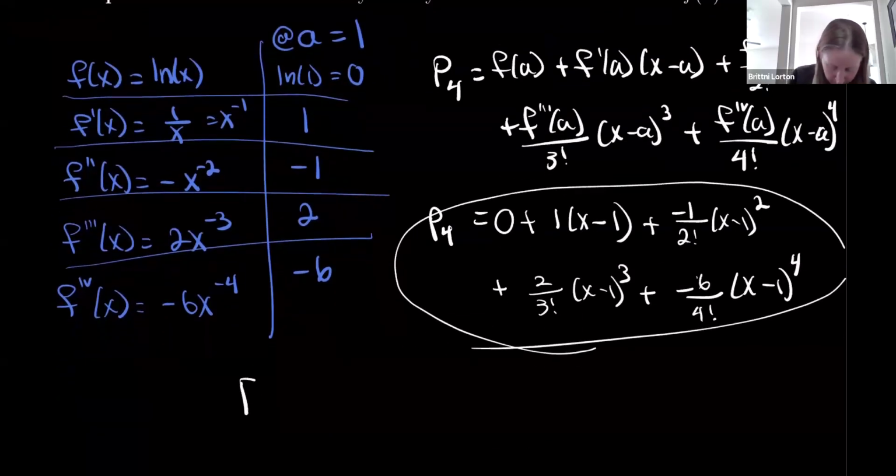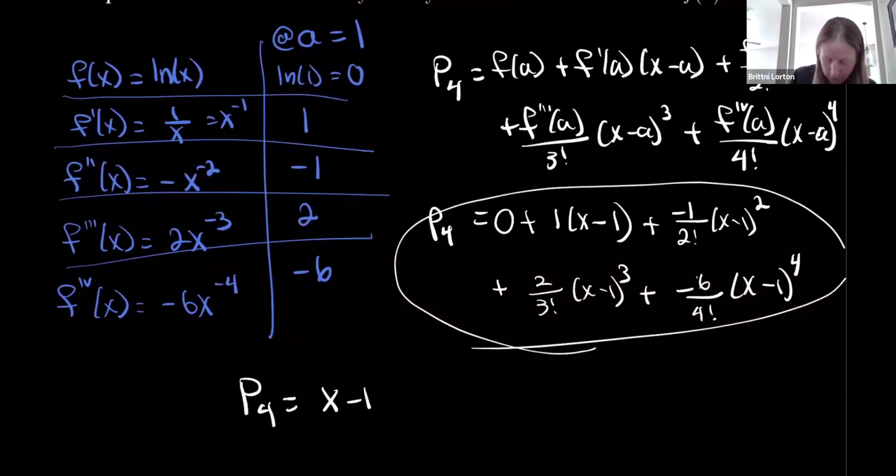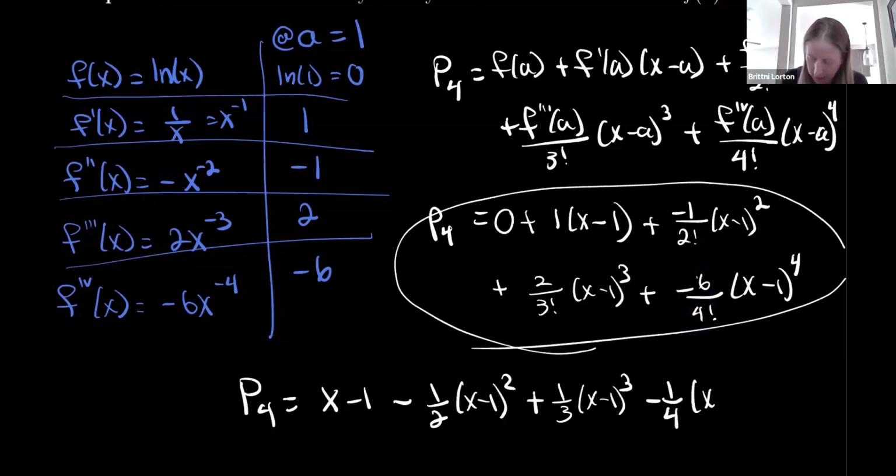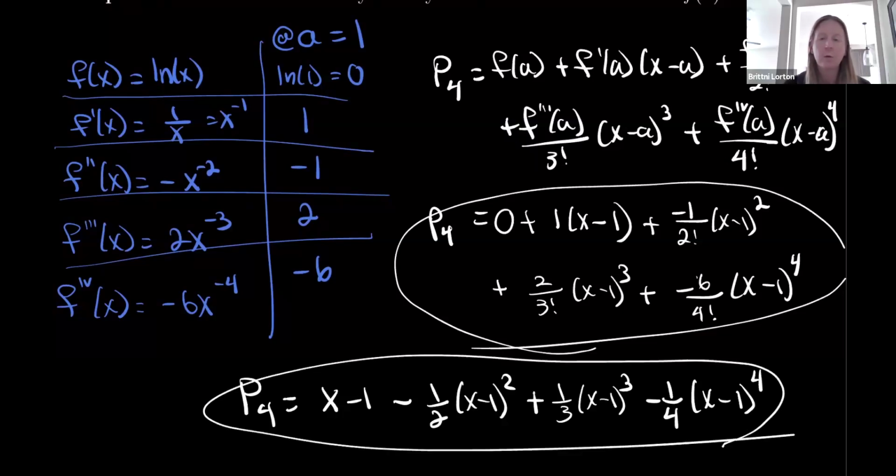I'll simplify it, we might as well. So P4 is 1 times x minus 1, minus 1 half x minus 1 squared, plus, I'm just going to use my calculator, 2 divided by 3 factorial is 1/3 times x minus 1 cubed. And same thing, 4 factorial is 4 times 3 times 2 times 1, and you can simplify those easily. I ended up with negative 1/4 x minus 1 to the 4th. Ta-da! So there was your 4th order Taylor polynomial, definitely Taylor because it's not centered at 0.